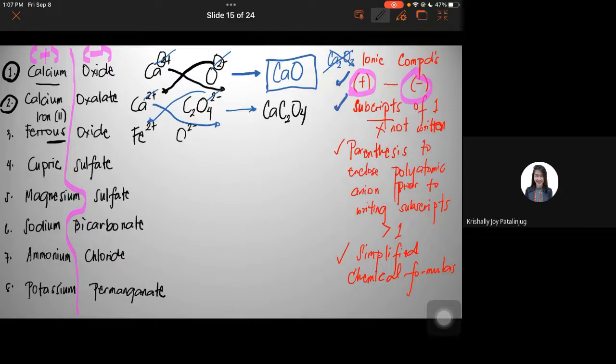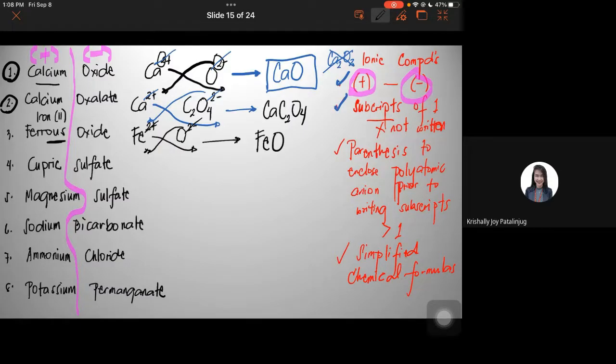So, another example of a chemical compound where, upon writing its chemical formula, you can simplify it as well. So try to simplify it. The final chemical formula for ferrous oxide is Fe, then O. Okay, so cross over the numerical value of the charges. It's just equivalent to 1, so the subscript of 1 is not written anymore.